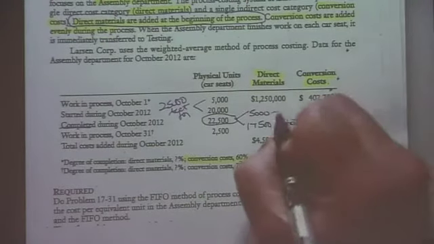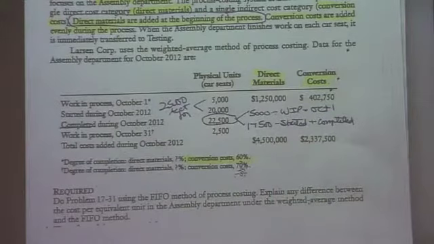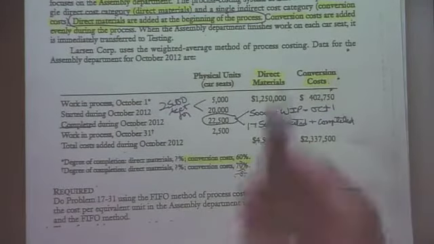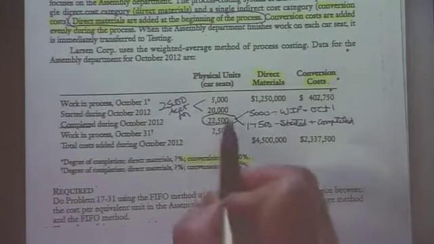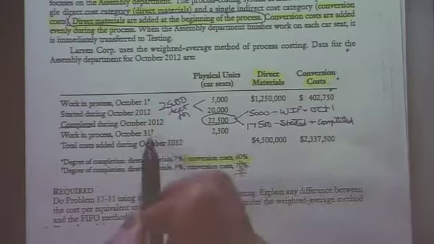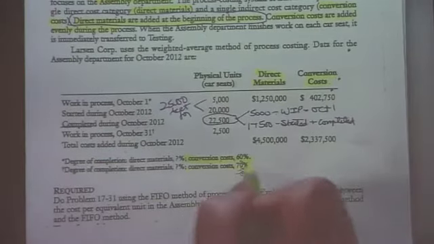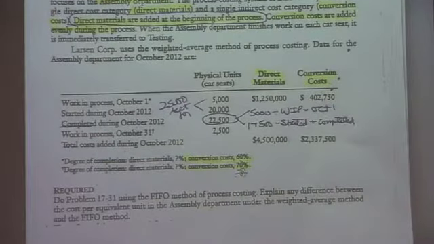So this must come from the work in progress on October 1st. I just want to highlight these two important points. Now, that means that if we have 25,000 to account for, 22,000 were finished, this must be the number of units that are still sitting in work in progress. And we are told that 70% of that has had conversion costs incurred.